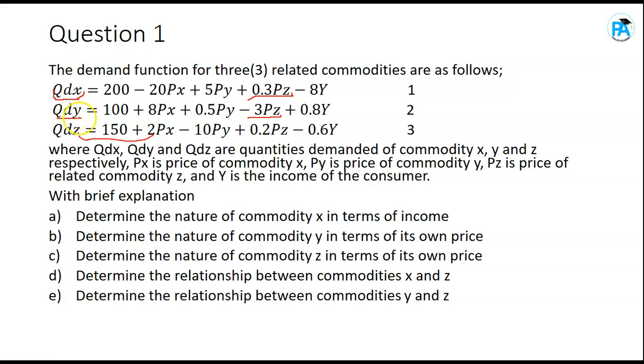You can also check it from this side. Since you are comparing QDY and PZ, you can compare it here by checking QDZ and PY. You see that the relationship is still negative, so it's a complementary good. Is that clear? So you have two ways of checking that. You can replay over and over again. So let's proceed to the next question.